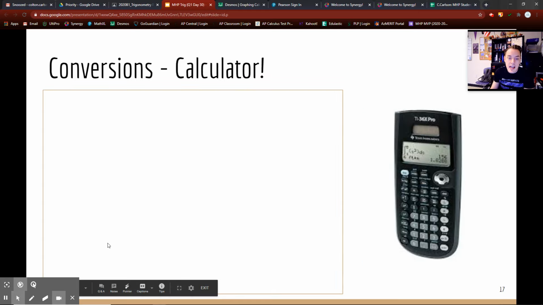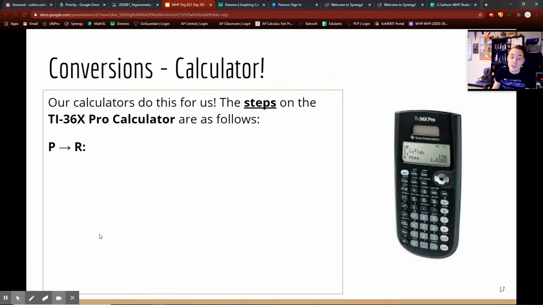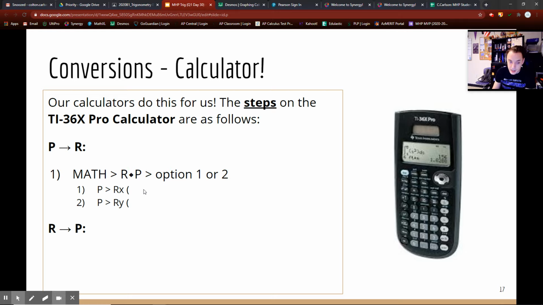Okay, so now how to do this on the calculator, I'm going to go through these really quick. If you have the TI-36X Pro, and you want to know how to do this on the calculator, it's actually very fascinating. If I want to go from polar to rectangular, I would first push math, then go to R and P, option 1 or 2, and then you would just follow the steps. You would first have to do this one to find your x coordinate, and then this one to find your y coordinate. That's what the Rx and the Ry is. You need to plug them in. Make sure you're in the proper mode first, like radians.